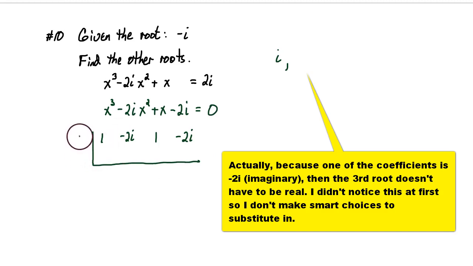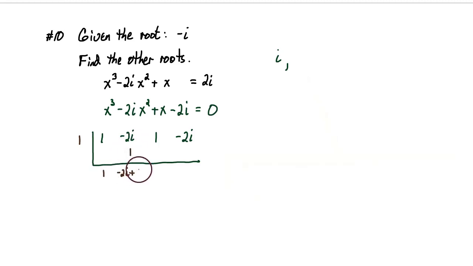Let's try 1. Nope, this last spot did not turn out to be 0, so using 1 doesn't work. Let's try something else. Maybe it's 2i. Let's run through the process. And the remainder is 0. So that other one is 2i.